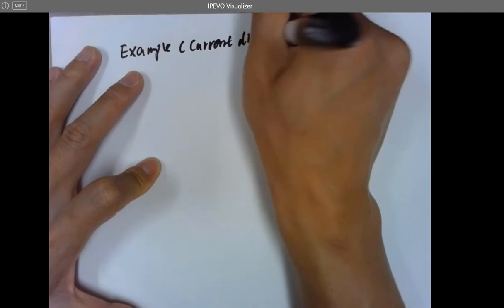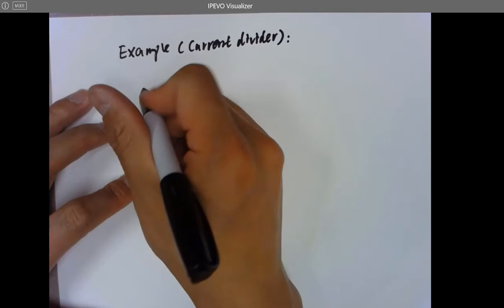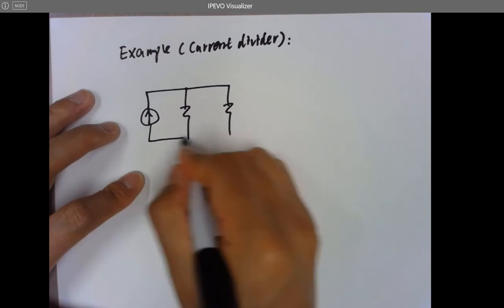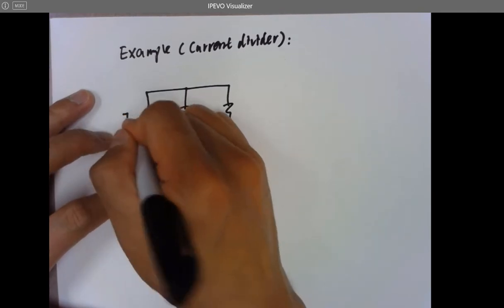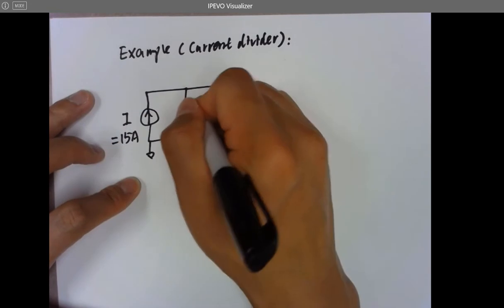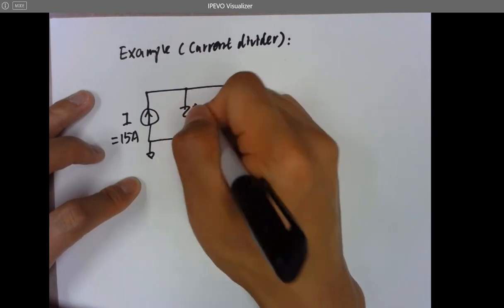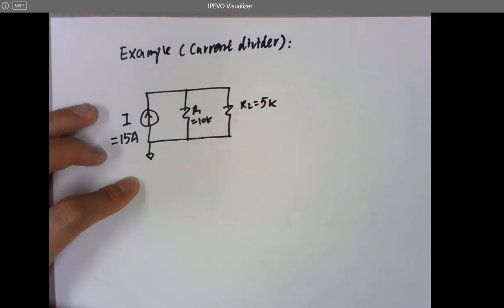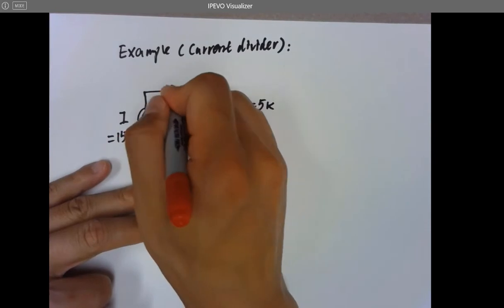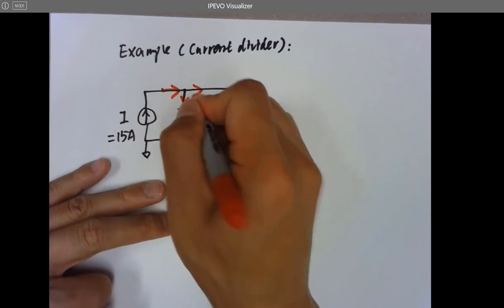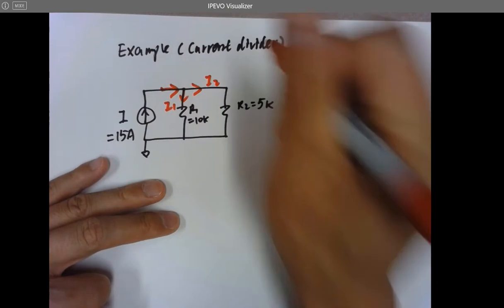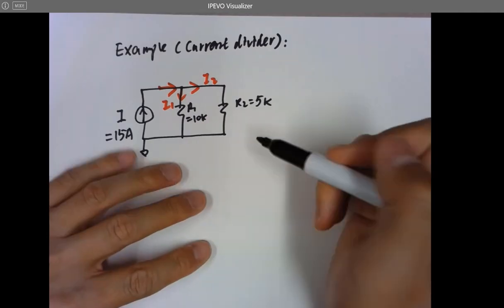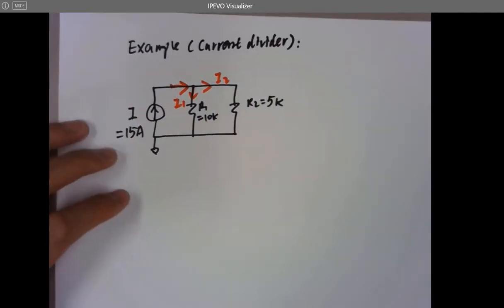Here's the current source and two resistors grounded. I equals 15 amps, R1 equals 10K, R2 equals 5K, and of course the overall current flowing to this point is going to be split into two currents. This is I1, this is I2. Let's just use the current divider equation.